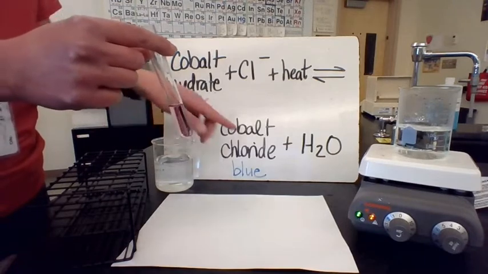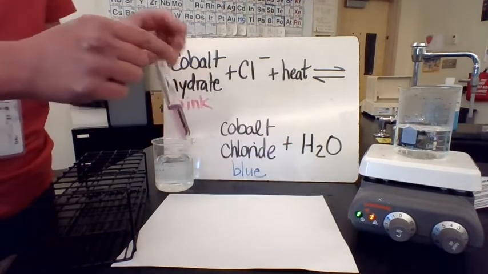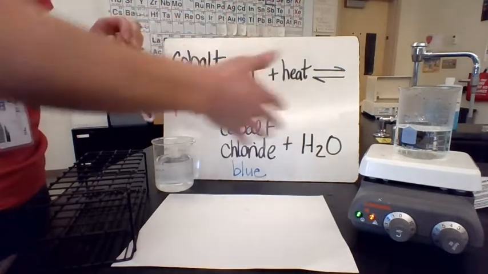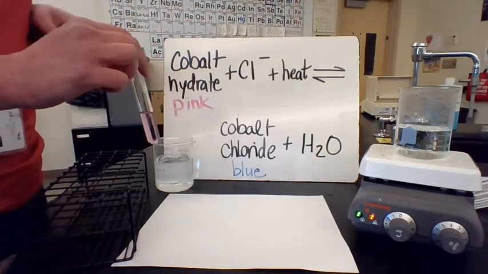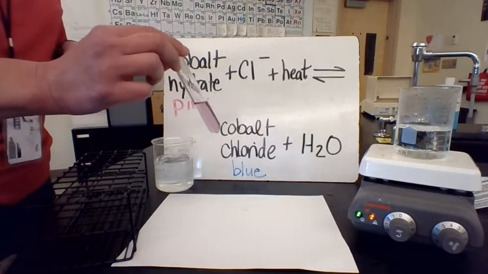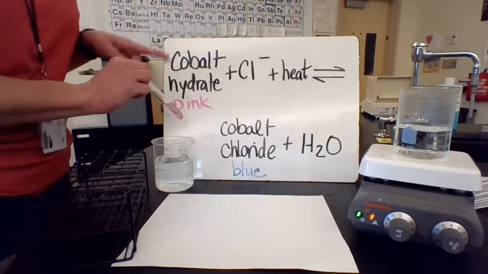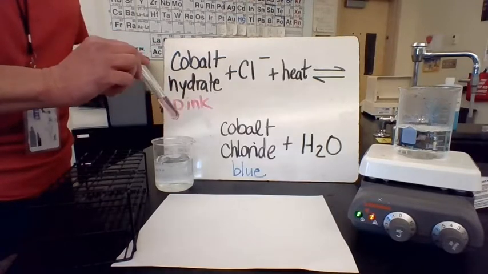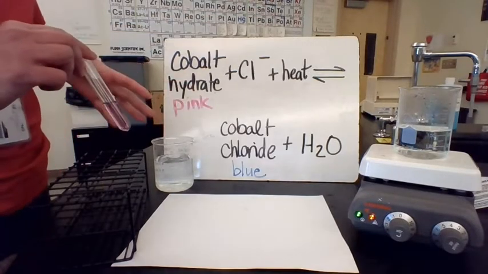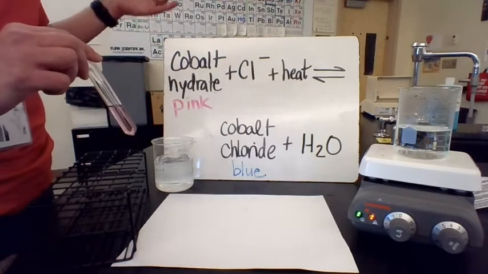We can't see that right now. And then there's also some water. So we have all forms of this floating around the system. We've got chloride ions, we've got water, we've got some cobalt chloride, we've got some cobalt hydrate. It looks like right now the solution looks pink. So we've got mainly cobalt hydrate. We don't have very much cobalt chloride there. But notice how this reaction also involves heat. So this process is endothermic.